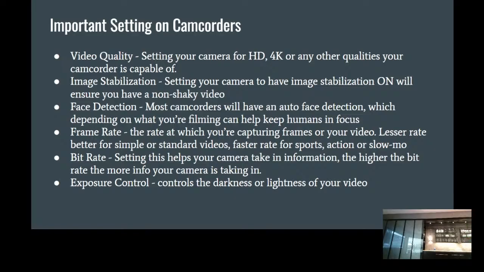Your frame rate, the rate at which you're capturing frames of your video. A lesser rate is better for simple or standard videos. A faster rate's better for your sports, your action, your slow motion. Bit rate is in that same kind of area, but this is for information coming into the camera. Setting this will help take in more information. The higher your bit rate goes, the more your camera takes in. Just remember that you have to have a memory card that can back that up. And lastly, exposure control, which controls the darkness and lightness of your video. It's very similar to exposure compensation, stuff that we've been talking about within the mirrorless and the DSLR cameras prior.